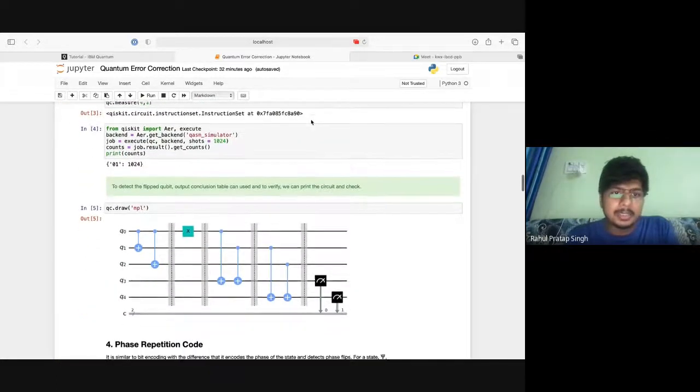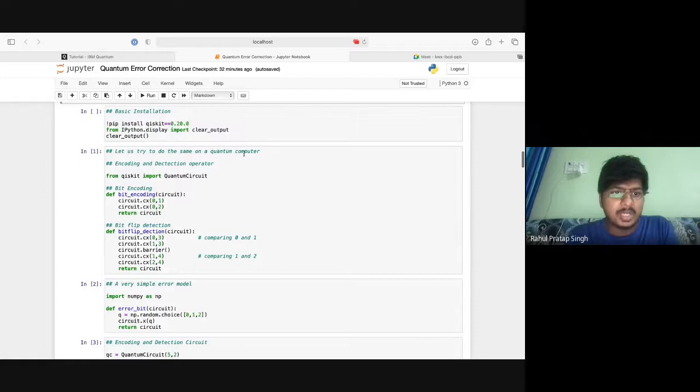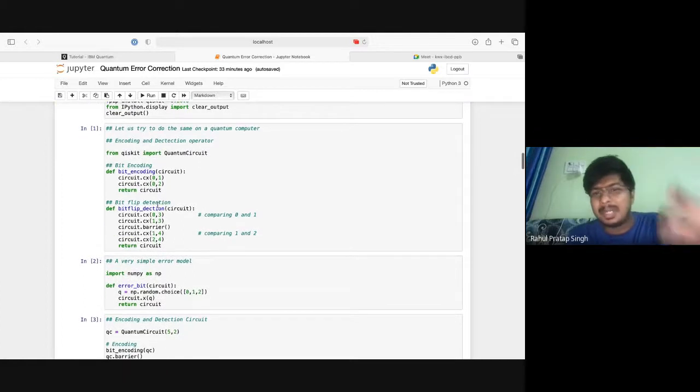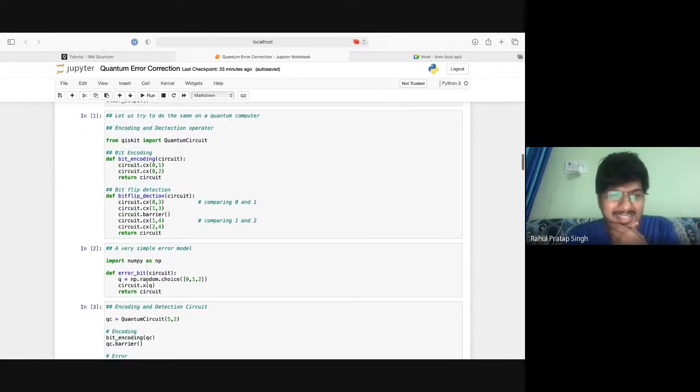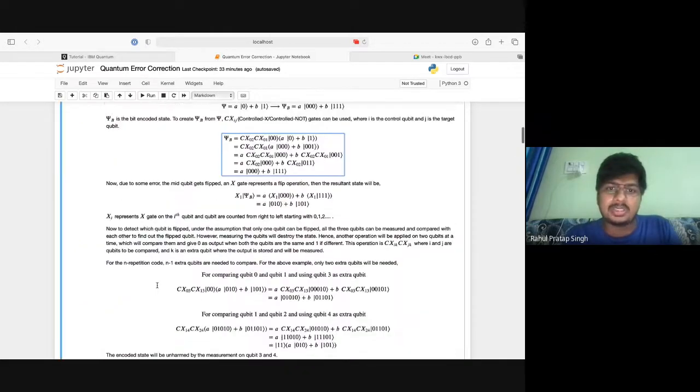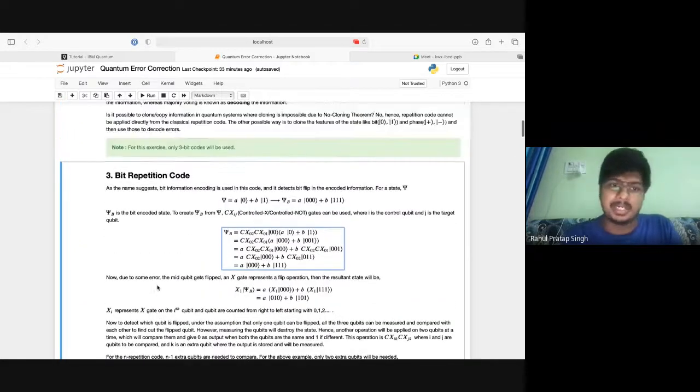And after that, once you are done with the encoding part, do not look at the detection part first. This is the encoding part. Once it is done, you need a simple error model. What I have created here, you can create it also. It just randomly chooses one of the three qubits and puts an X gate over there. And why an X gate? Because the X gate represents a bit flip, and the bit repetition code is used to detect bit flips.